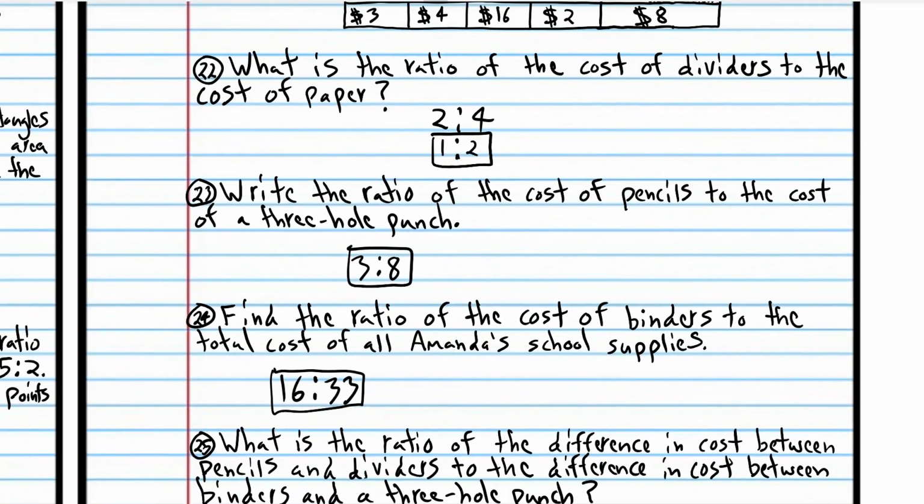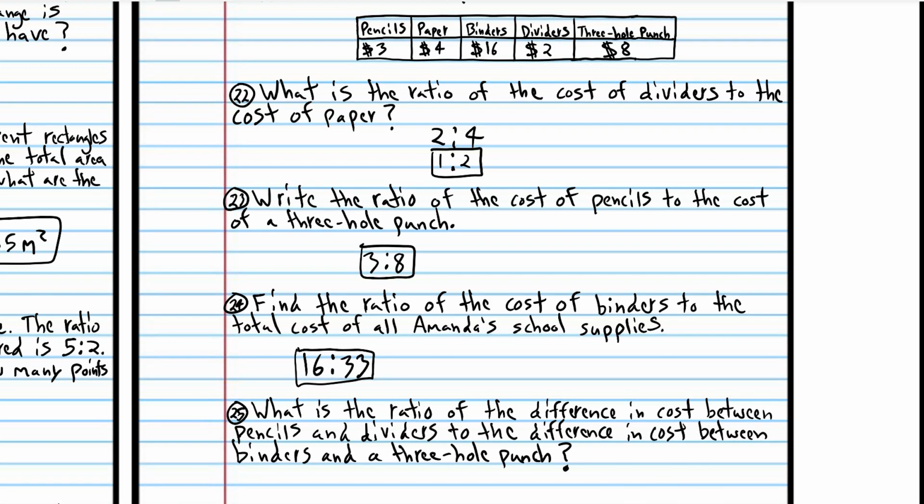So number 25 is somewhat like 24, but in 25 it asks to find the ratio of the differences. So remember, sum means addition, but difference means subtraction. So see if you can do number 25, and when you come back, we'll do it together.